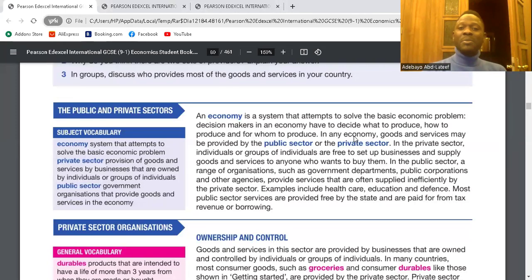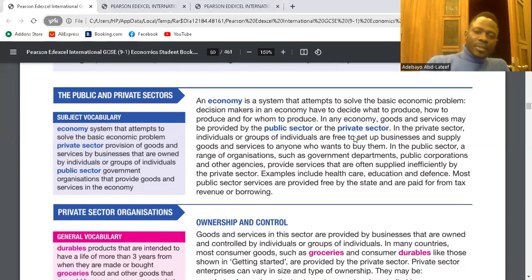In an economy, goods and services will be provided by the public sector or the private sector. Are you with me? Good. If goods and services are provided by both the public sector and the private sector, we call that a mixed economy. If allocation is done by the private sector alone, with little or no government intervention, it is a free market. If it is done strictly by government, it's a planned economy. This allocation is about what to produce, how to produce, and for whom to produce. Clear?